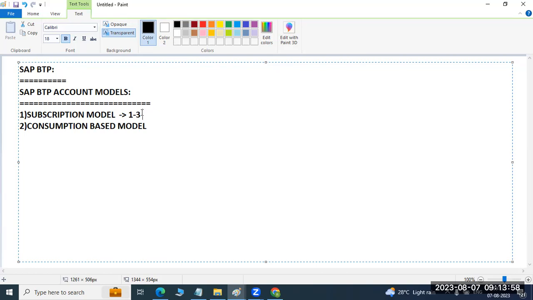Why? Because you have taken a 1 month subscription, you have subscribed to 10 services, you have not used the remaining 5 services, you have used only 5 services, but you have to pay for all of them. It's like taking a plan of 30 GB and using only 10 GB. You can't say, sir, I don't want to pay for the remaining 20 GB. That is not possible in the subscription based model, because you pay at fixed cost whether you use it or not.